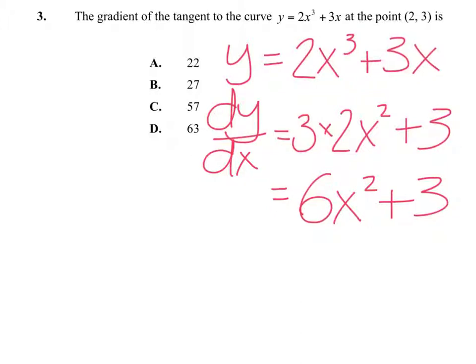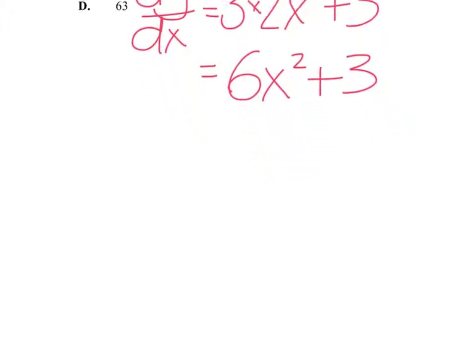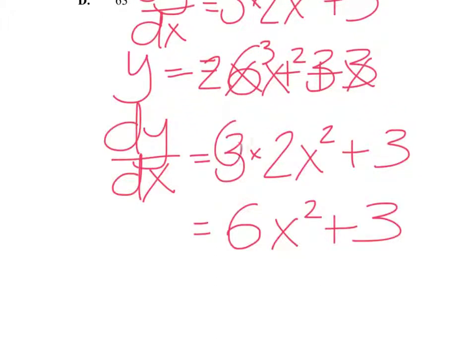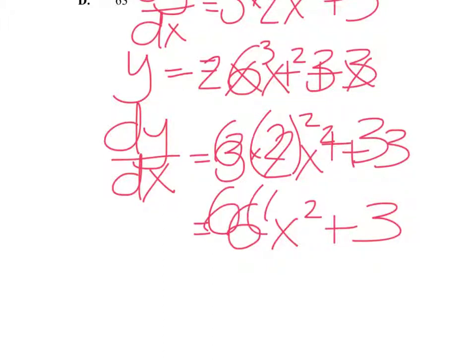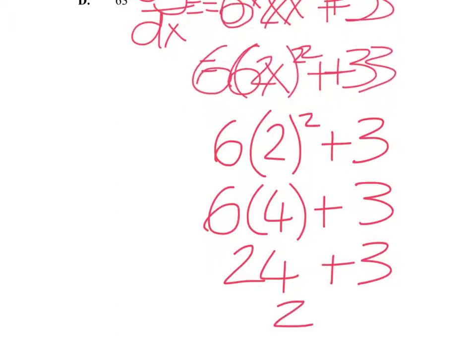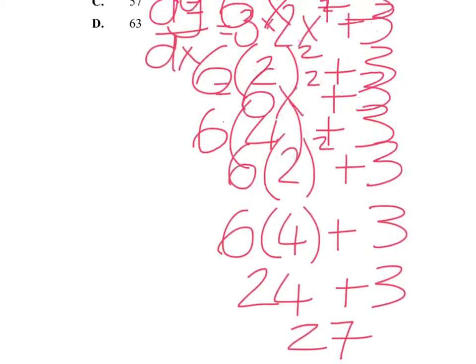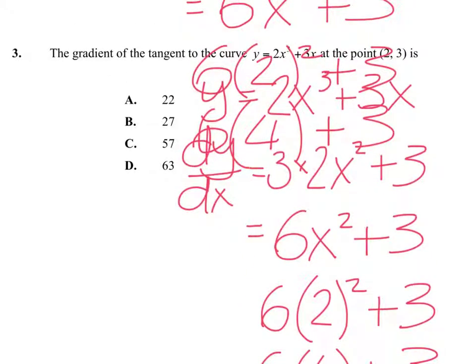We're interested in a particular point in the curve when x equals 2, so we can substitute that in to what we have here. That gives us 6 times 2 squared plus 3, which is 6 times 4 plus 3, which is 24 plus 3, and 24 plus 3 is 27. So the gradient of the tangent at the point we were looking for is 27, and that corresponds to answer B.